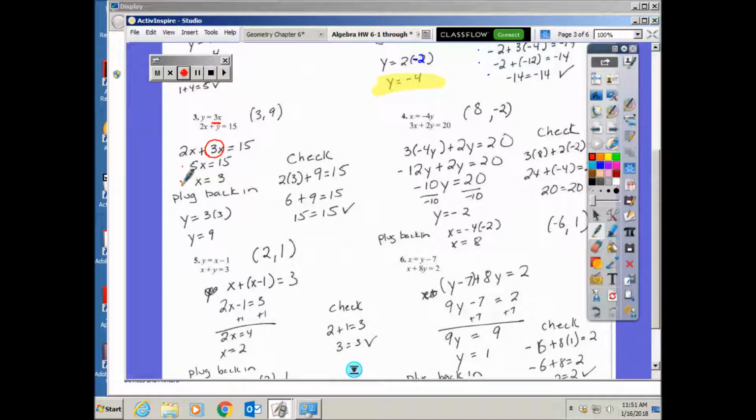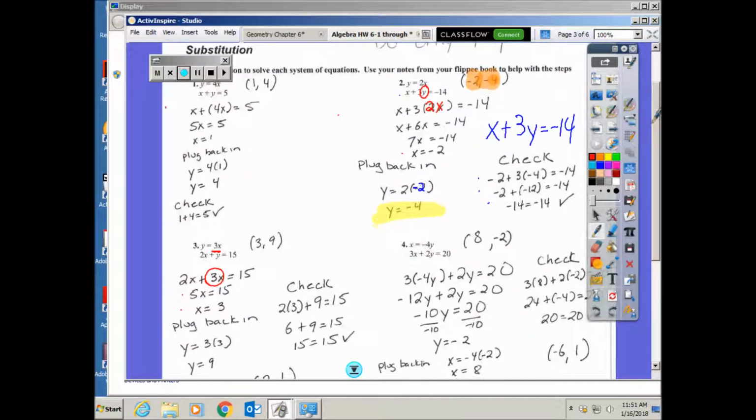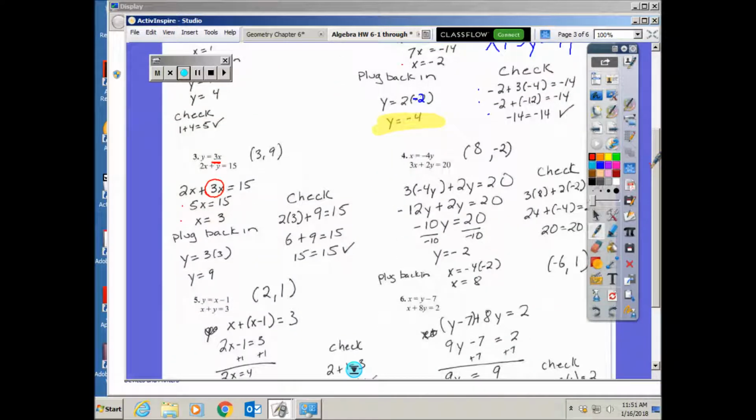Notice on this problem, we solve for x first. Problems 1 and 2, do we solve for x first or solve for y first? All of those we solved for x first. The next one, we're going to solve for y first. Doesn't matter which one you solve for first.